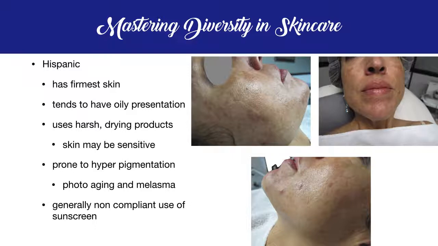This ethnic group is prone to hyperpigmentation, and in this case, you're going to see some photoaging as well as melasma. The one thing about Hispanics is that they are known to be non-compliant when it comes to using a sunscreen.